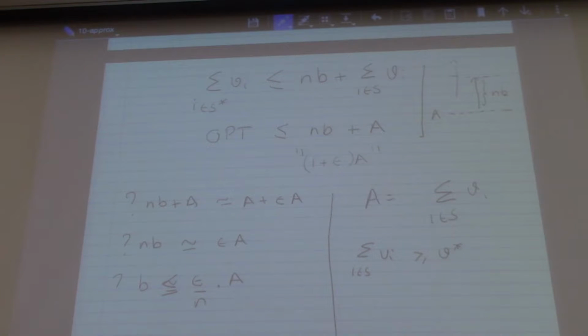Can you remind me exactly what S and S star are? Yes, S is the set of items produced by our solution. S star is the set of items produced by the optimal solution, which we don't know.